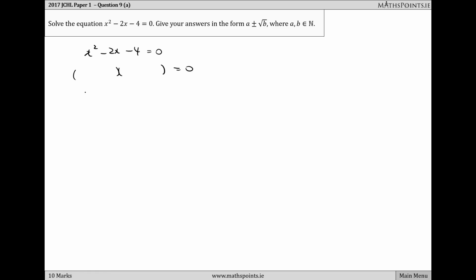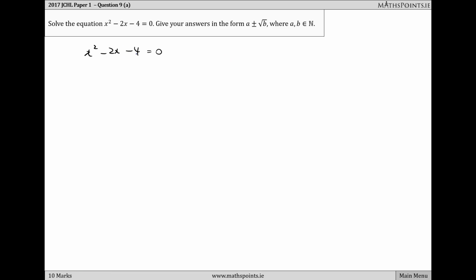When we have it factorized, we can let each bracket equal 0, and then we can solve for the two values of x. In this question, we know that that's probably not going to work because they say to give our answers in the form a plus or minus root b. This is a hint that we'll be using the minus b formula, or the quadratic formula from our maths tables. So let's write down that quadratic formula.